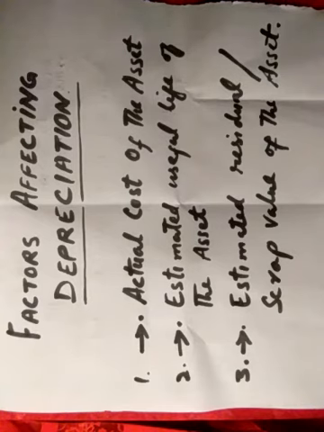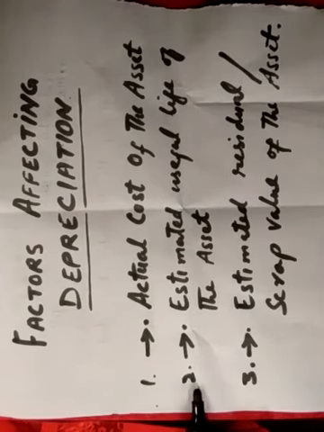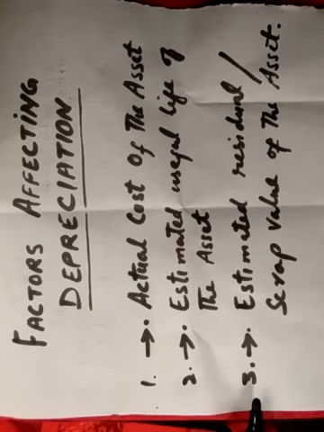Here we have used three important terms such as depreciable asset, depreciable amount, and useful life. These terms have been already discussed in the previous lecture. Dear students, today we are going to discuss the various factors that affect the depreciation. Number first is actual cost of the asset. Number second, estimated useful life of the asset. Number third, estimated residual scrap value of the asset.